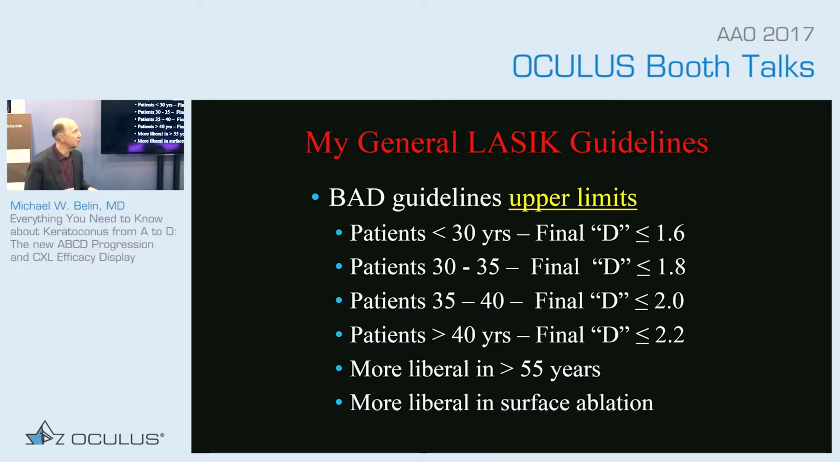And these are my general, I want to stress the word general, guidelines of how I use the bed. For patients in their 20s, less than 30, I use a final D of 1.6 or less; 30 to 35, 1.8; 35 to 42, over 40, 2.2; and patients over 55, I am probably much more liberal. These are LASIK. I'm also more liberal if we're doing surface ablation. General guidelines. So just because you're thinking of more cross-linking as you get older?